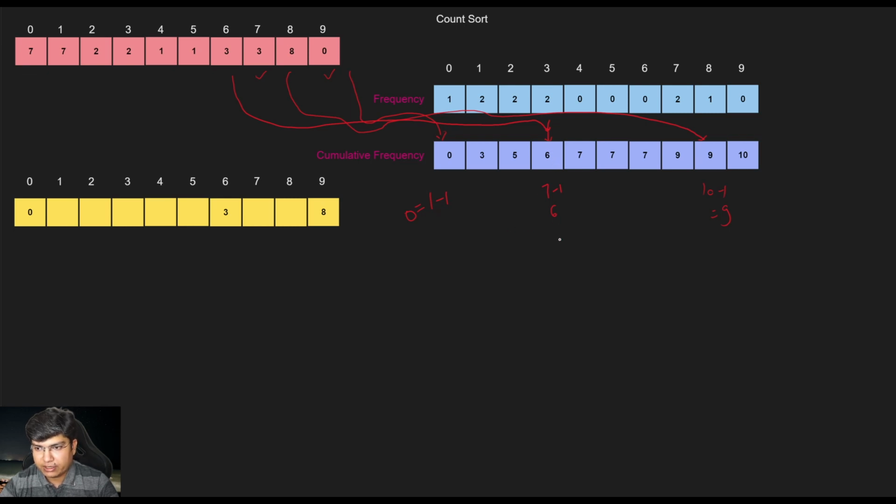So now it is 6 minus 1, and it is supposed to go at position 5. Let me update my cumulative frequency over here, and go and write 3 over here. Now for 1, let's see what is there at index number 1 in my cumulative frequency. It's here 3, and I will do 3 minus 1, 2, and let me go and write 1 over here. And I will also update this value.